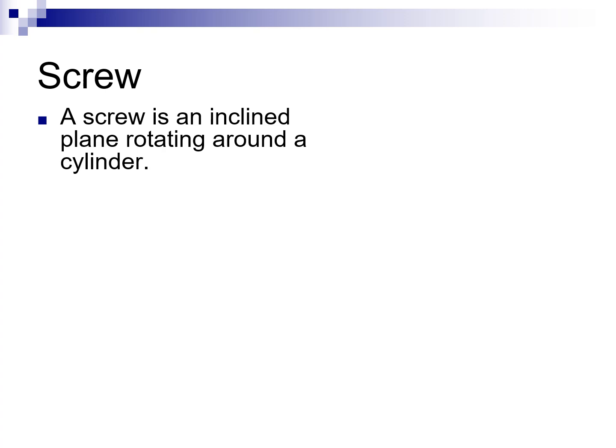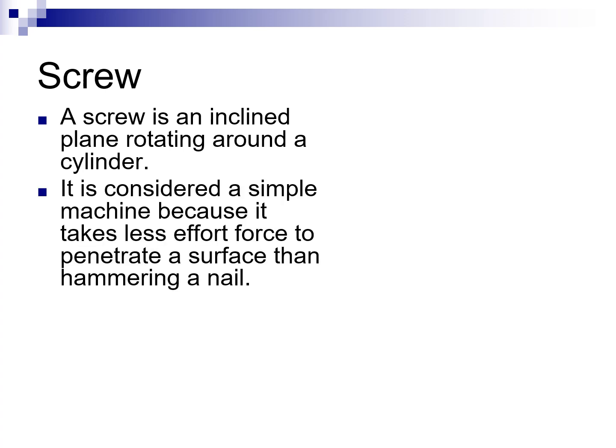All right, our next simple machine is a screw. You probably don't know this, but a screw is an inclined plane that is rotated around a cylinder. Actually, I want to show you guys an example of this in class so you can visually see what I'm talking about with that.